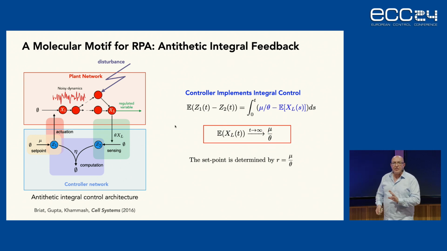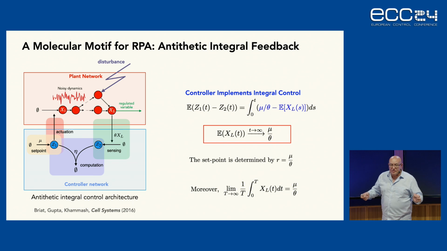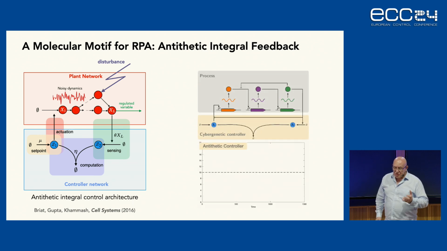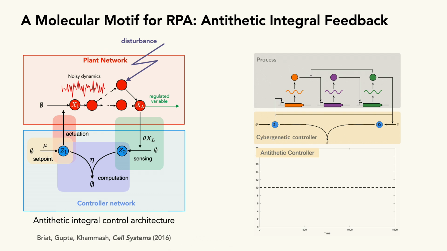Notice that this doesn't depend on any of the plant parameters. It doesn't depend on any of the other controller parameters. It just depends on the ratio of those two parameters, mu and theta. And so this is on average, so the expectation. But it's also true for a single cell as a time average. Okay? So the time average of a single cell is also equal to mu over theta. And just to show you a simple example of how this works, we have here a 3-gene network in feedback with this antithetic integral controller.